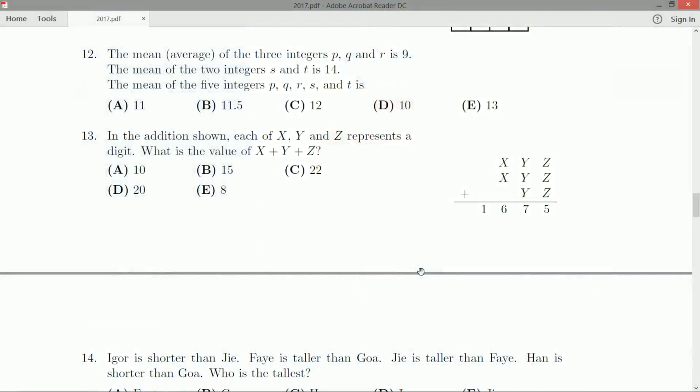And let's take a look at question number 13. In the addition shown, each of x, y, and z represents a digit. What is the value of x plus y plus z? Okay, so this information might not be enough to get x, y, and z individually, but I might be able to figure out x plus y plus z somehow. Alright, so let's take a look here.